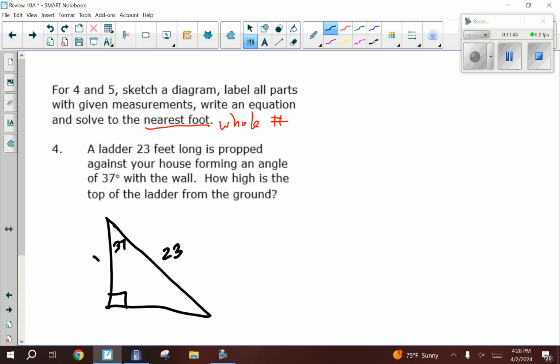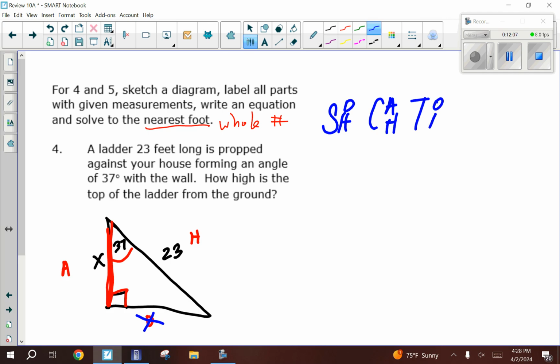How high? So how high is this one? Anytime you're doing how high, it's going to be the side that forms that 90-degree angle and goes straight up from it. So if we know this angle, this is our hypotenuse. This would be opposite, and this would be adjacent. The opposite side is no good to us, so when I do SOHCAHTOA, I need to eliminate anything that has an O in it. So that's gone and that's gone.